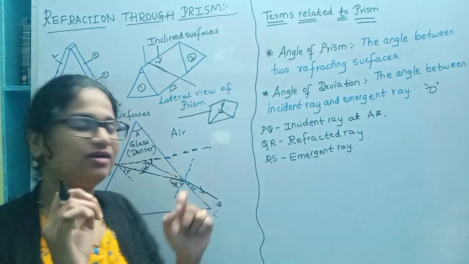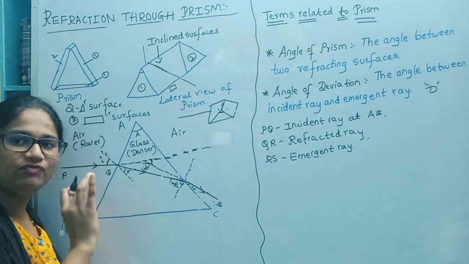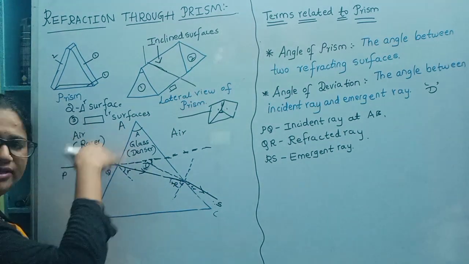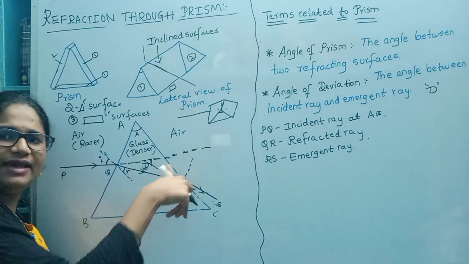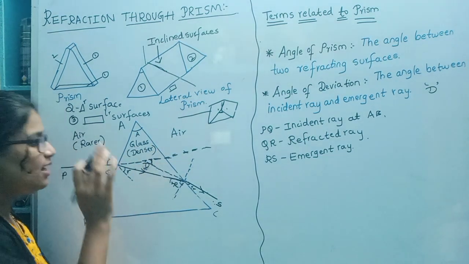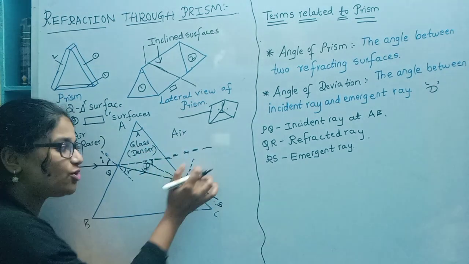The important thing here is you have to learn how to draw the diagram. Why? Because you can say, ma'am, it is very easy, drawing the triangle, drawing three lines: incident ray, refracted ray, emergent ray. No. See, I was wrong here, but I rectified. I will draw it once again.